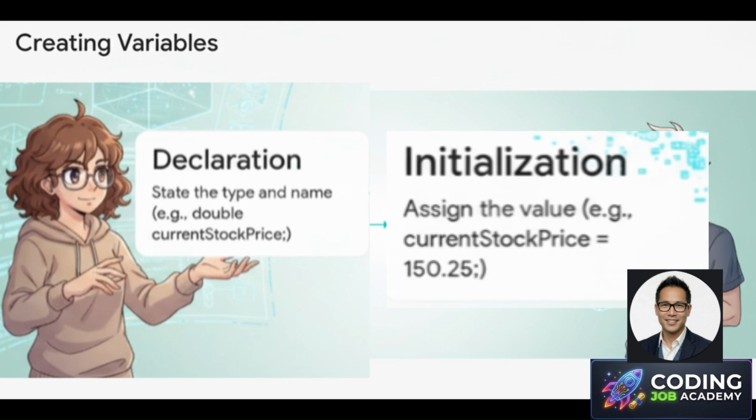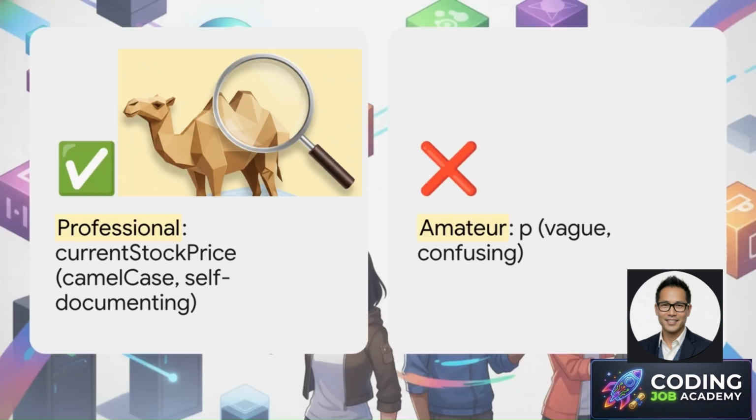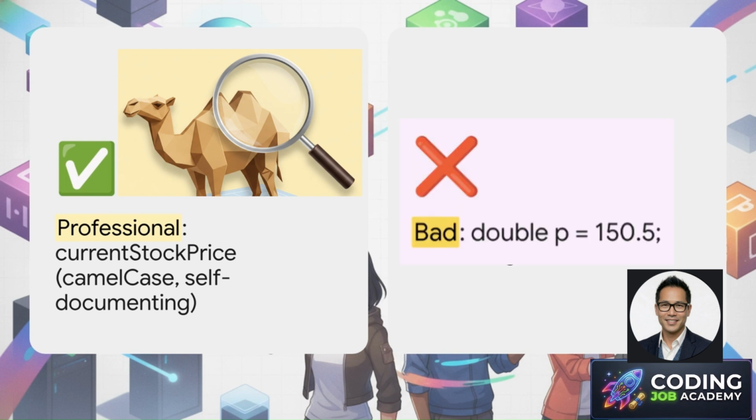Let's also talk about professional naming conventions. In Java, we should always use what is called camel case lettering when creating a new variable, starting with a lowercase letter and then capitalizing the first letter of each subsequent word. Naming a variable currentStockPrice is infinitely better than just throwing in a vague letter P. Think about it. If a fellow engineer is reading your code at 3 a.m. during a massive market crash, currentStockPrice tells them exactly what that data is, but the variable name P tells them absolutely nothing, and it can be difficult to understand what is the meaning of P.